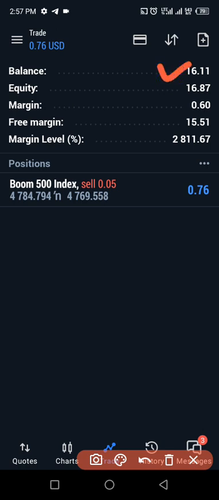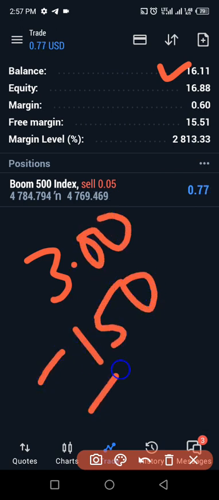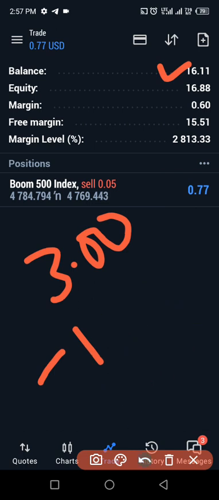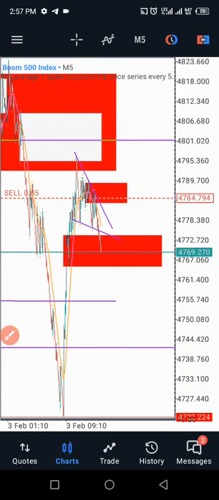So the goal is to be able to take this $3 that is now $16 to over $150 before the end of this month. And it is possible guys. So I just want to show you how to take such a trade entry.